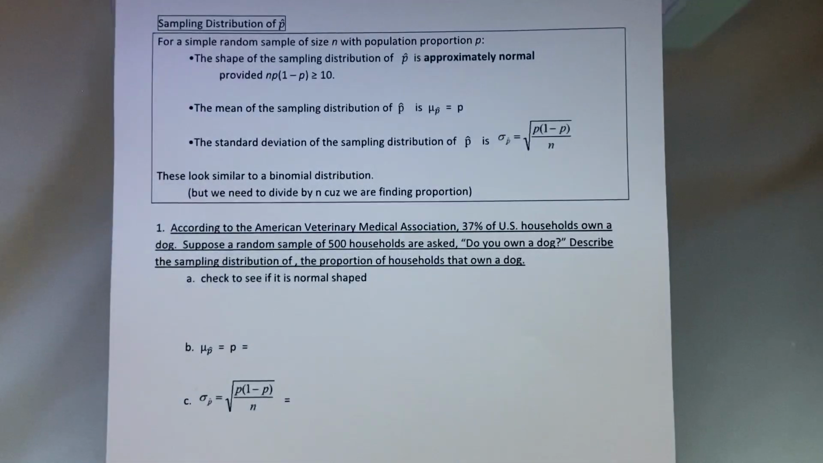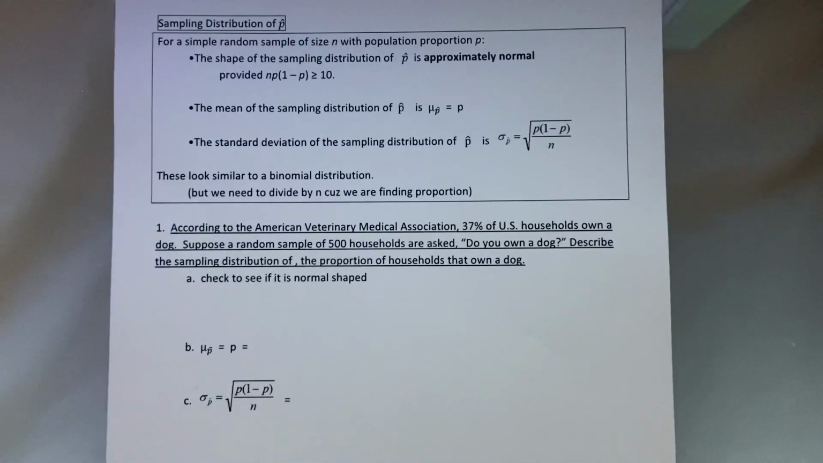So for a simple random sample of size n with population proportion p, the shape of the sampling distribution of p hat: if this isn't normal, we know a way to check if it's approximately normal, and that's if n times p times 1 minus p is greater than or equal to 10. This should look familiar because we've used that formula before, probably way back in chapters 1, 2, or 3, I think.